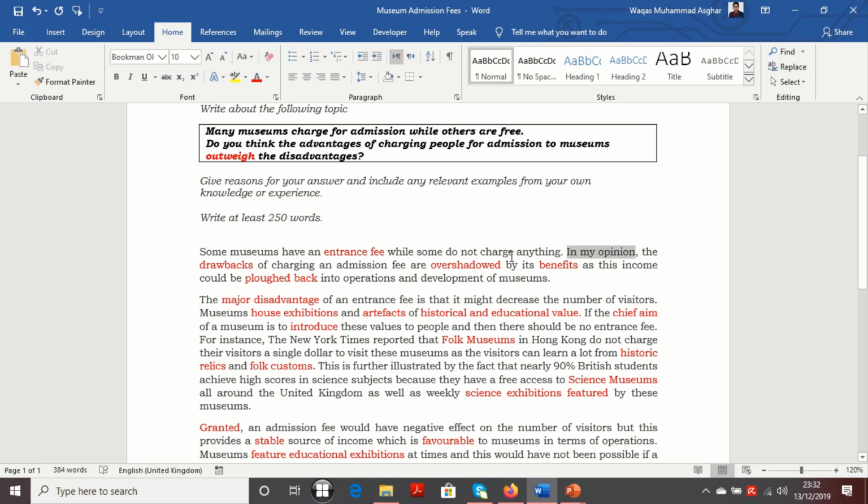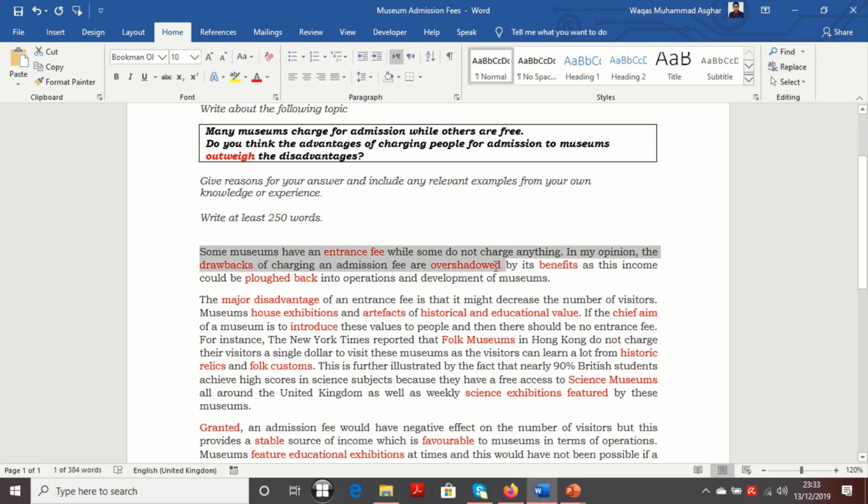In my opinion, the drawbacks of charging an admission fee are overshadowed by its benefits, as the income could be plugged back into operations and development of museums. So I'm saying, in short, that there are more advantages. Overshadowed means outweighed. This is a synonym of outweigh. Benefits is a synonym of advantages.